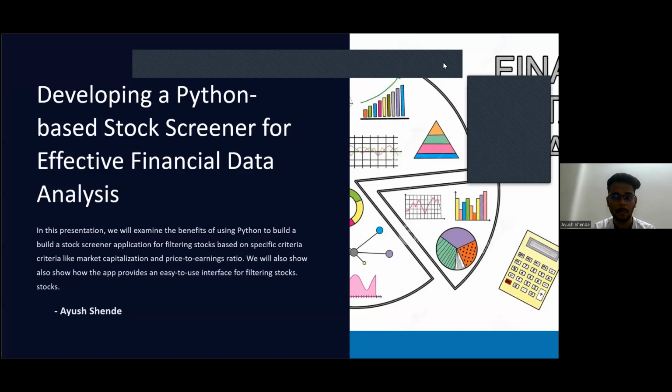Today's topic of this presentation is developing a Python-based stock screener for effective. You have to, sorry, you have to share your screen. Yes. Sorry. Just a second. Is it visible now? Yeah, it's visible.